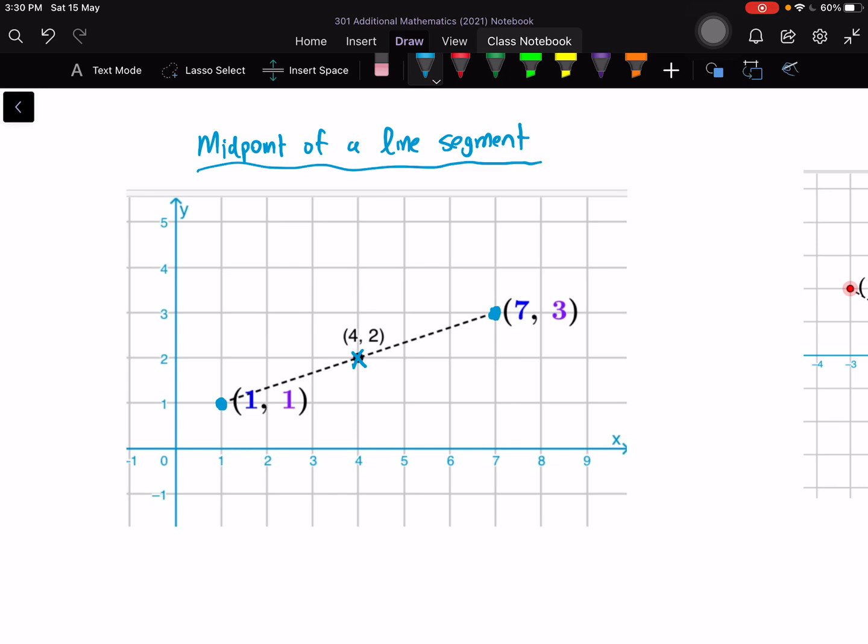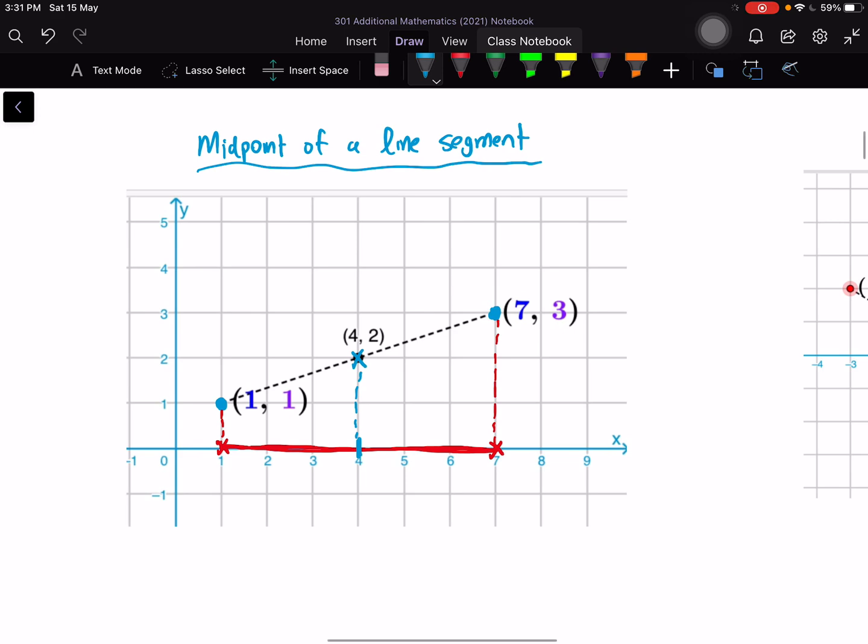Okay, so first, what we can do is try to look at how we find the x coordinate of the midpoint. So I'm just going to look at this horizontal line over here. On this horizontal line, the x coordinate is at 1 and the x coordinate is at 7. So where is the middle? The middle is actually over here.